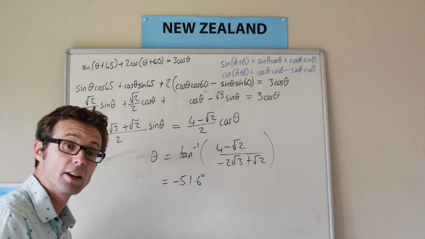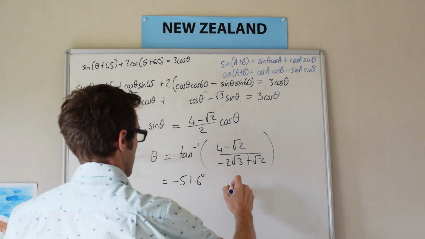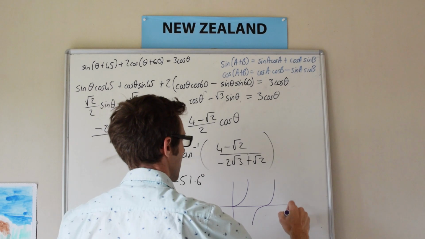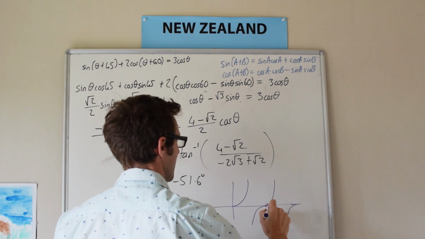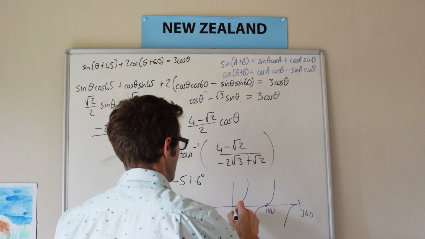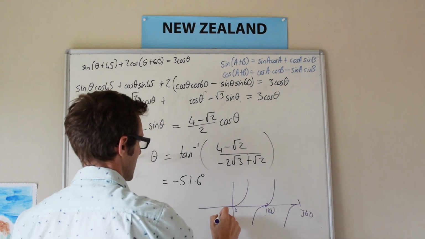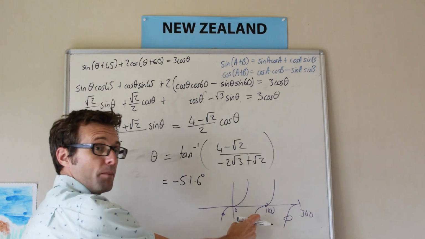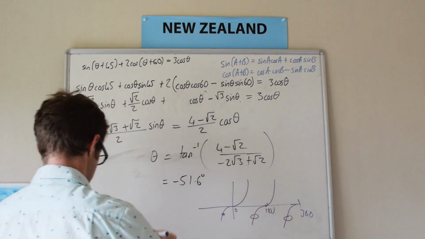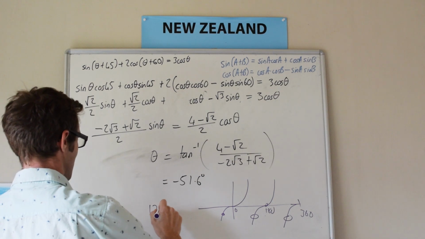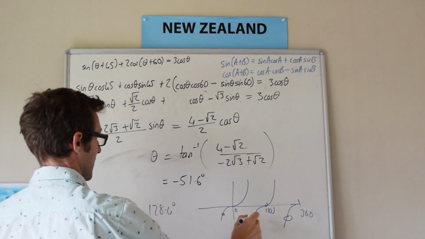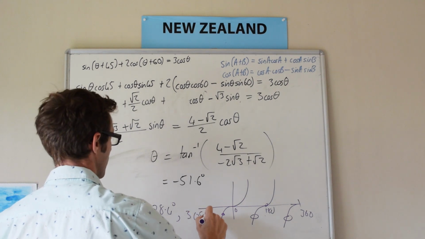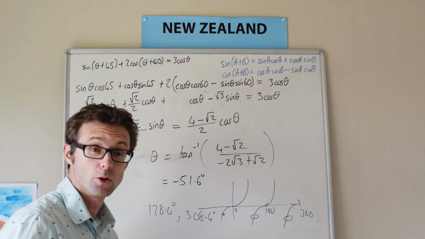Now that's not in our range, but we can easily just refresh our memory, we know that our tan graph looks something like this, with this being 180, this is 360, 0, minus 51.6 is here. So to get our other two values, we're just going to add 180 to get this one, and we're going to add 180 to get this one. And so my two values are going to be 128.4 degrees, and this one here will be 308.4 degrees. And those will be my two values.